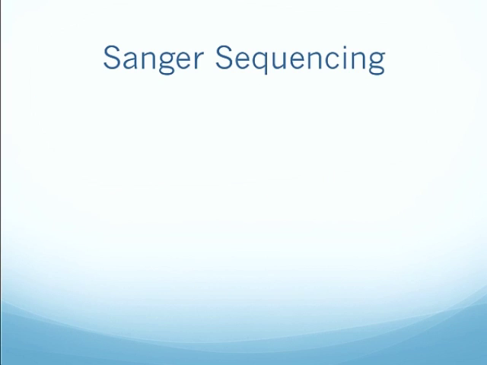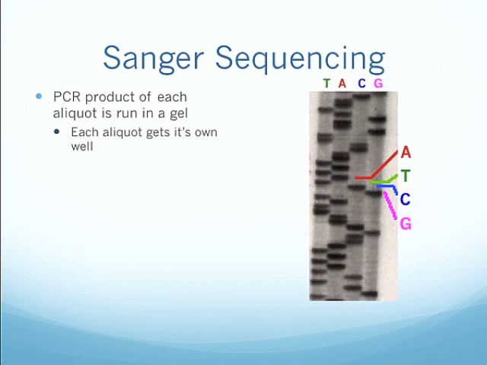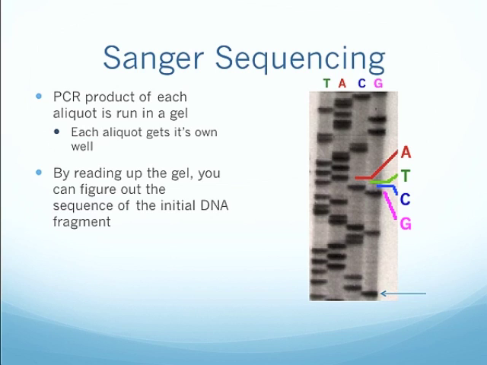After the second PCR, the PCR product is put in a gel, and each aliquot will get its own lane. The gel might look something like this. By reading up the gel, starting at the arrow, you can figure out the sequence of the initial DNA fragment. And that's what you get. After that, you have to write out the complementary base pairs since you are working with complementary DNA. And that's what you get.